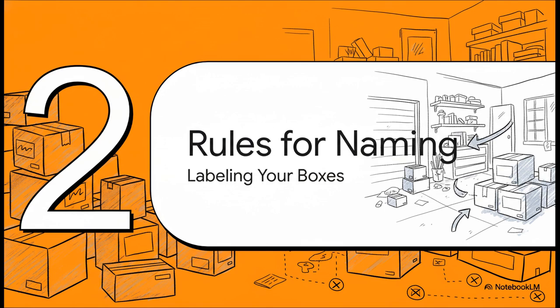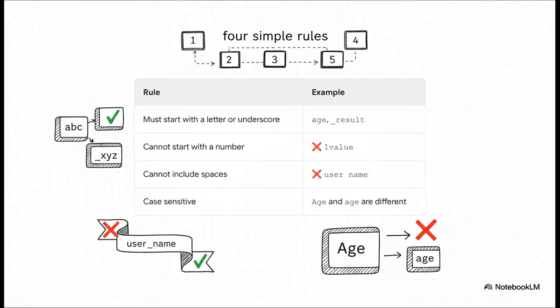So we have our boxes and we know they need labels. But, just like trying to organize a messy workshop, there are a few simple rules for labeling them so that the computer, and you frankly, doesn't get confused. Don't worry, there are only 4 really simple rules to remember. First, a name has to start with a letter or an underscore. It can't start with a number. Second, you can't have any spaces, so user name with a space is a no-go, but user underscore name is totally fine. And finally, and this one's important, they're case sensitive. A variable named age with a capital A is a completely different box from one named age in all lowercase. Just 4 little rules to keep everything working smoothly.